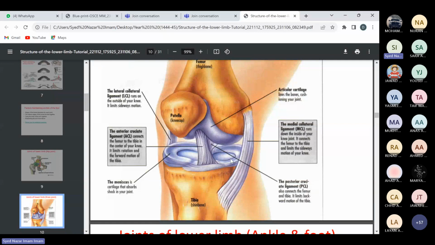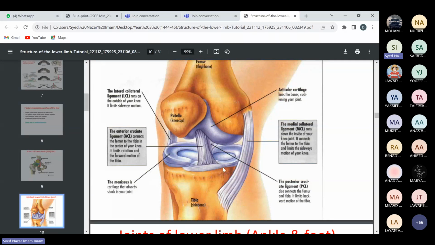Okay, so these are four extracapsular ligaments, which are outside the capsule. And then we have four intracapsular structures. Now there is a confusion I just want to talk about. We have two cruciate ligaments, and then we have two menisci, the medial meniscus and the lateral meniscus, to absorb shock in your joint. Now, these menisci are fibrocartilage. These are cartilage, not ligament. But still, some books like Snell say these are intracapsular ligaments.